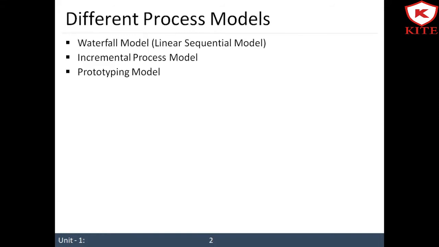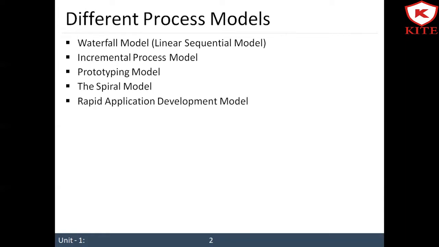They are the waterfall model, also known as the linear sequential model. Next is the incremental process model. Next is the prototyping model. Next is the spiral model. Another one is the rapid application development model, also known as the RAD model. And the last one is the agile model. So today we are going to study about the rapid application development model.